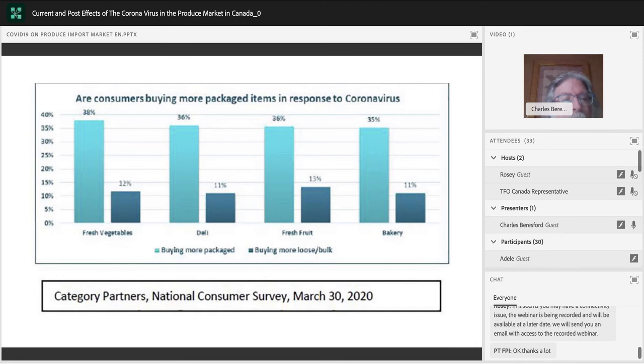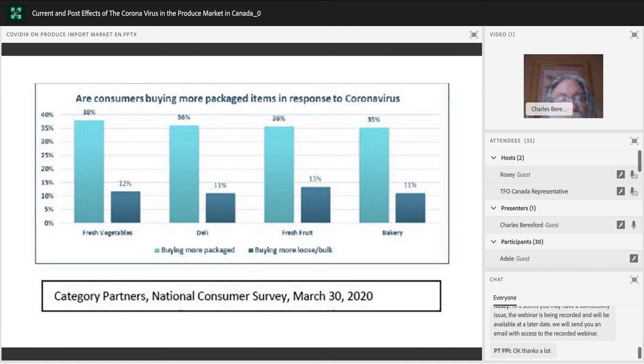This chart is important. Please check it out. 38% more people want fresh vegetables wrapped. 36% delis. Fresh fruit, 36%. Bakery, there's a tendency of more protective packaging of food, so people haven't touched the product that you're going to eat. Still clean your package when you get home, like we do here at the house. Take your time. You don't want this virus to come into your house that way, right?